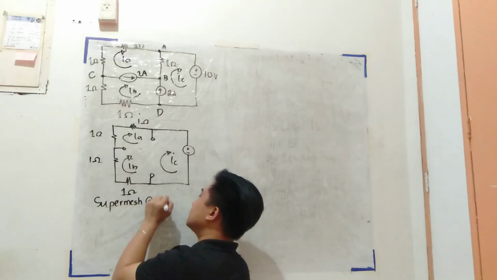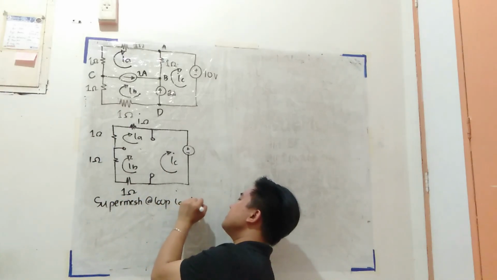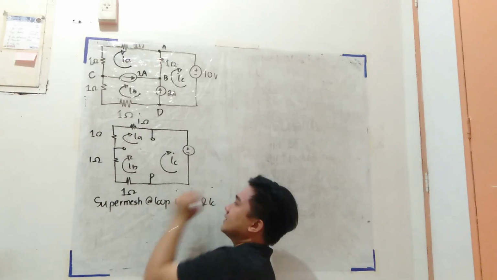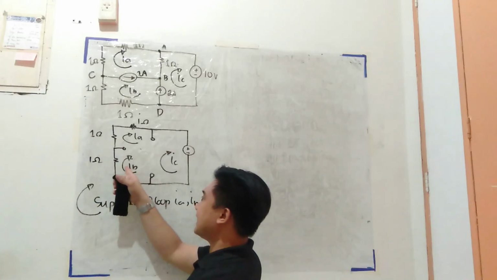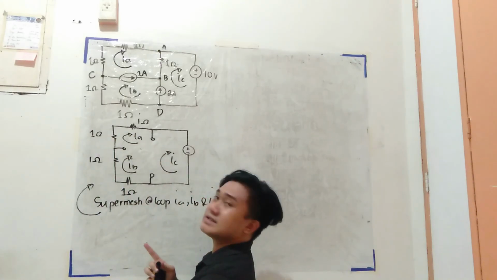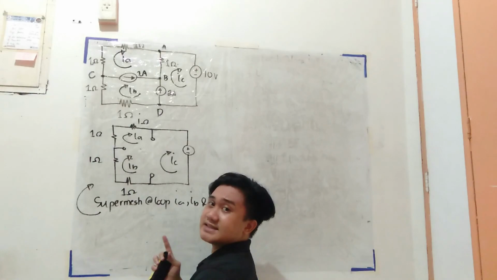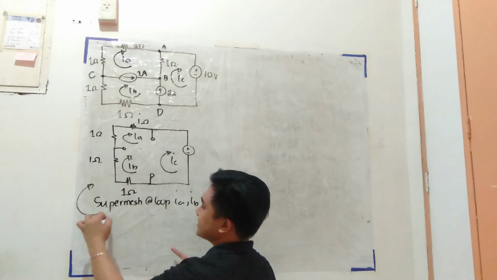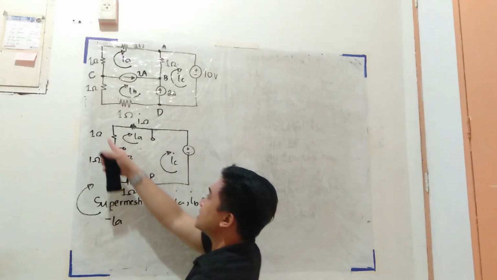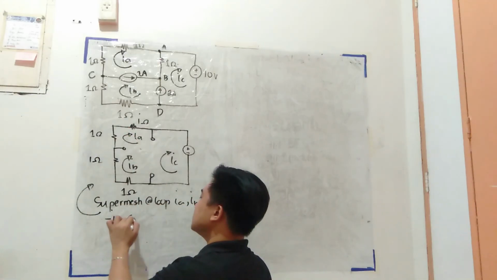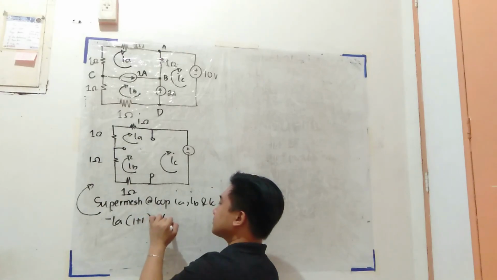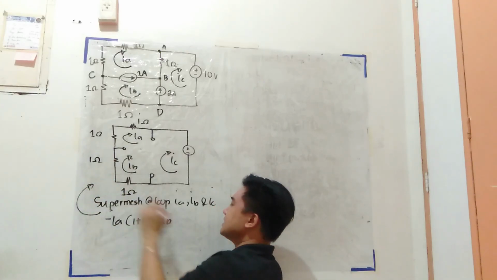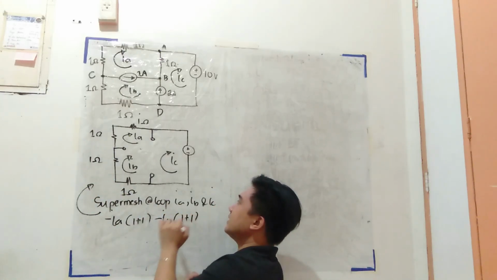Okay, so supermesh at loop IA, IB, and IC. So, clockwise pa din. At lahat ng aking mesh current ay clockwise din. So, negative sila since along yung direction. So, that's negative IA. Nadaan siya kay 1 ohm, tsaka kay 1 ohm. So, 1 plus 1. Then, si IB, ang dinadaanan niya ay si 1 ohm tsaka si 1 ohm. So, 1 plus 1 din.